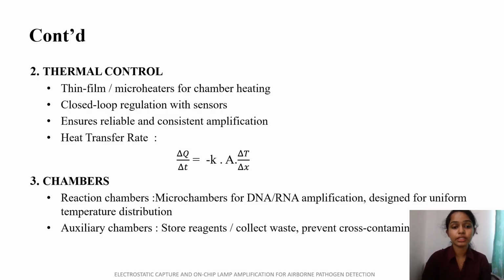Next is the chambers. There are two types of chambers: reaction chambers and auxiliary chambers. Reaction chambers are micro chambers for DNA or RNA amplification, which are designed for uniform temperature distribution. Auxiliary chambers store reagents or collect waste, etc.